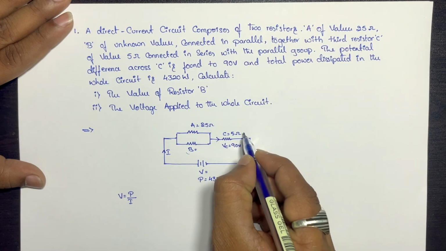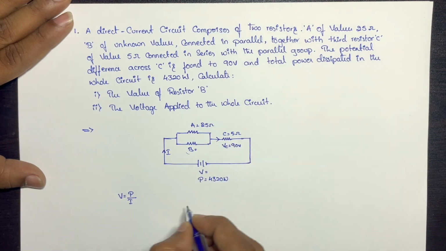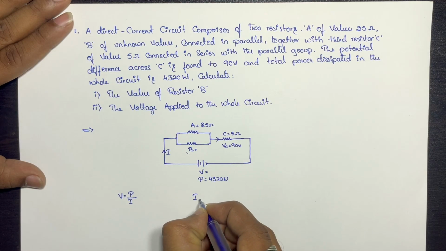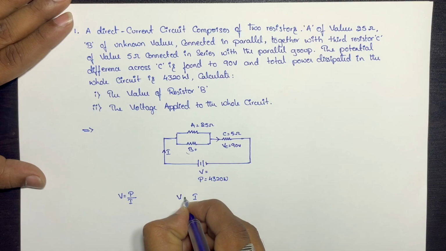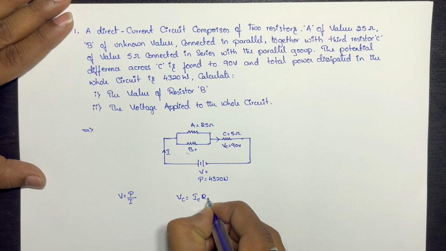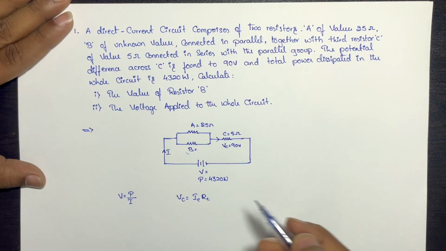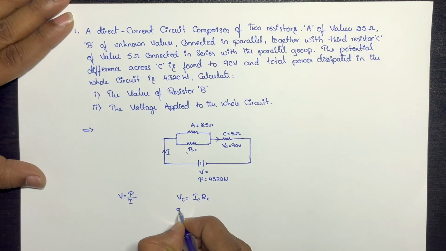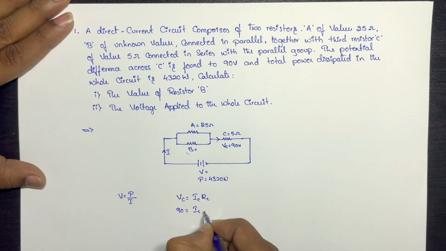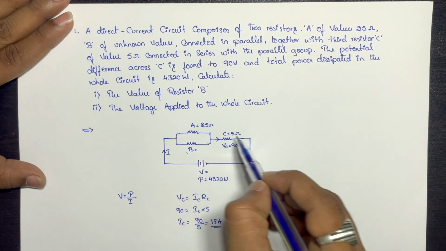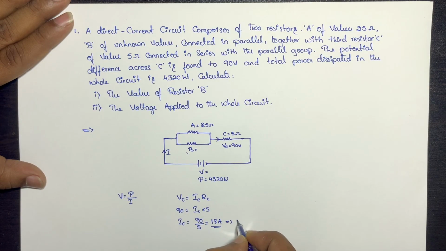Let us start with these known parameters. For this resistance, VC is equal to IC into RC, using the formula V is equal to I into R. Since VC is known, that's 90 volt, and IC is unknown, and the value of RC is 5. From this, IC is equal to 90 by 5, that is 18 amps. Since the value of IC is known, and in a series circuit the current remains the same throughout the circuit, that can also be equated to I.